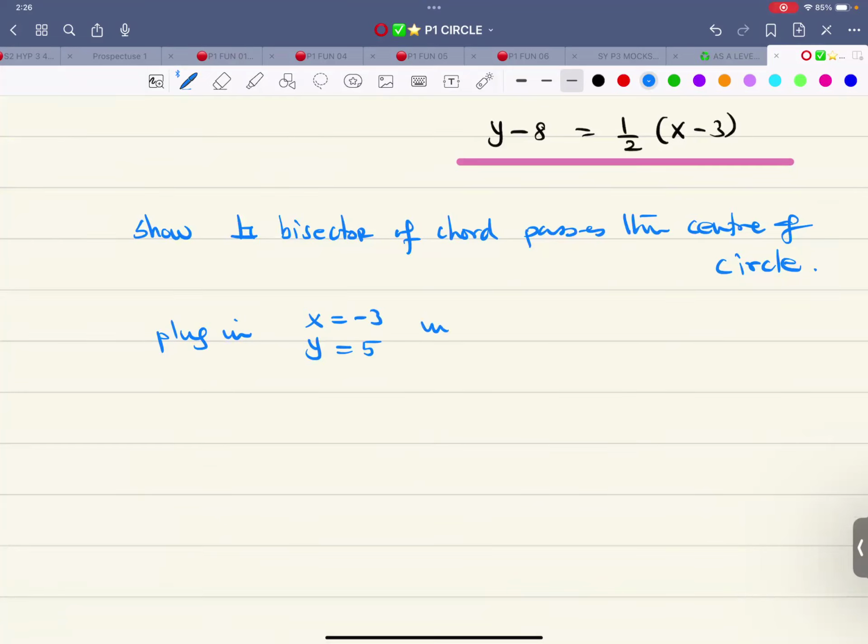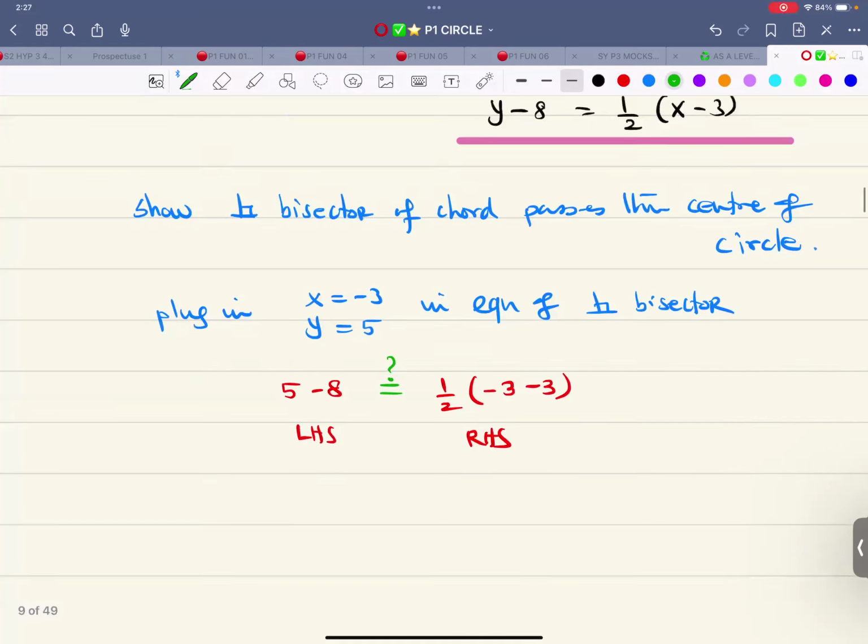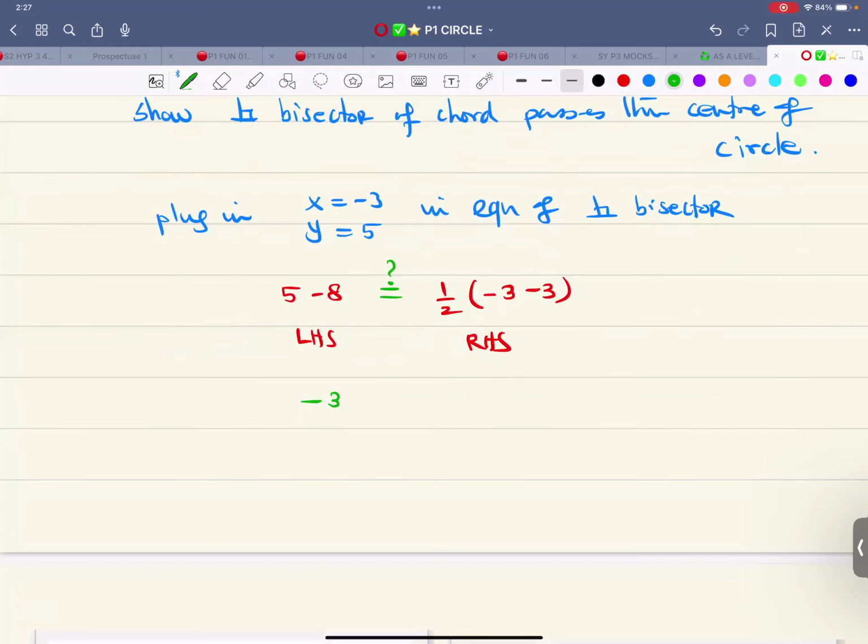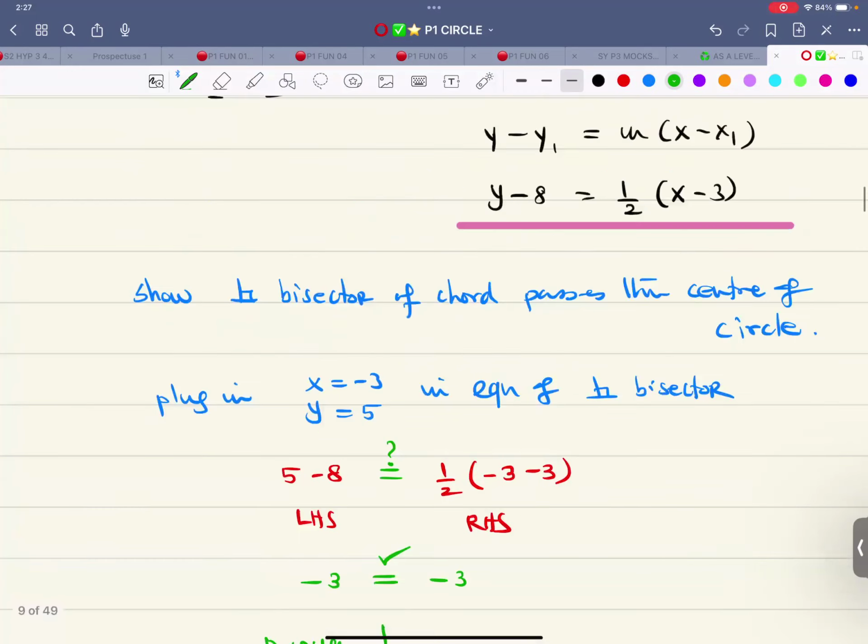Y is equal to 5 in the equation of the perpendicular bisector. So therefore, y minus 8 actually becomes 5 minus 8. That is the left-hand side. And the right-hand side, what is it? That is half, and x minus 3, that is minus 3 minus 3. So are these two sides equal? If it's equal, we would say it lies on this line. This is negative 3. Half of minus 6 is also negative 3. Yes, it's equal. So we have proven the fact that the perpendicular bisector passes through the center of the circle.